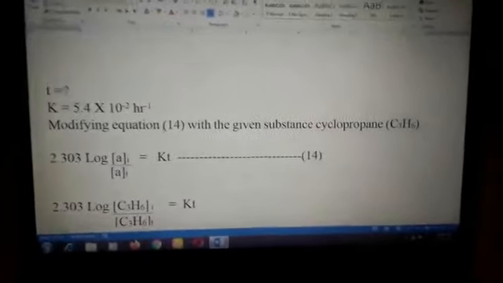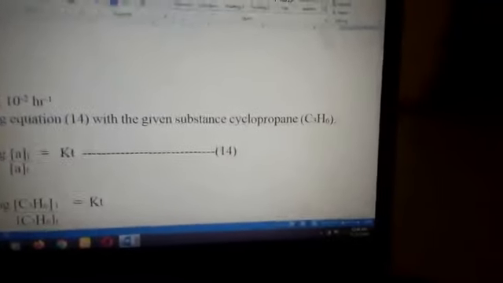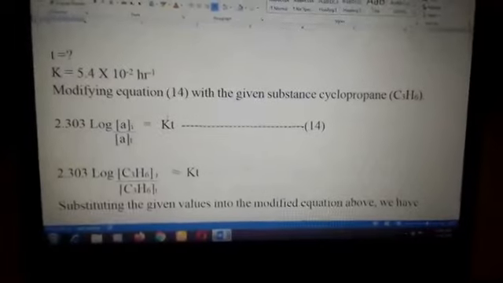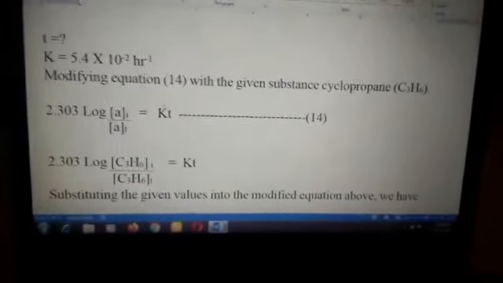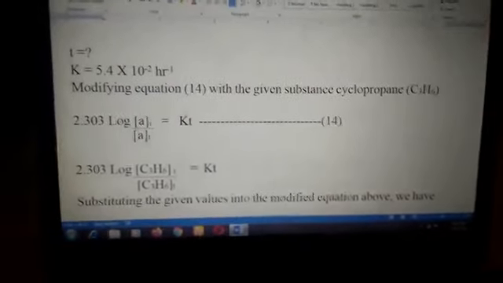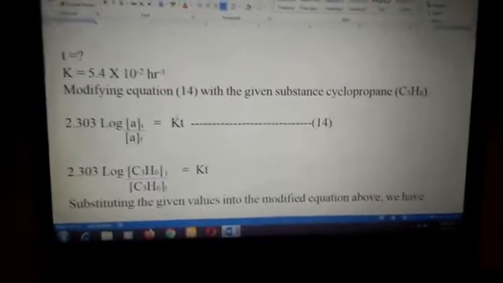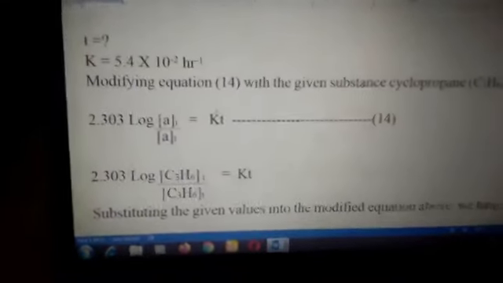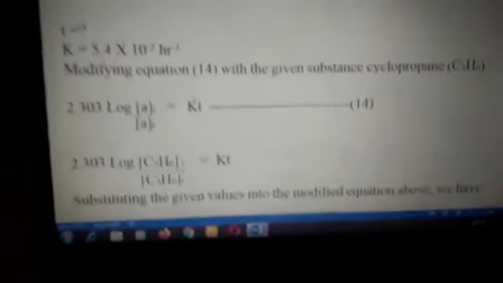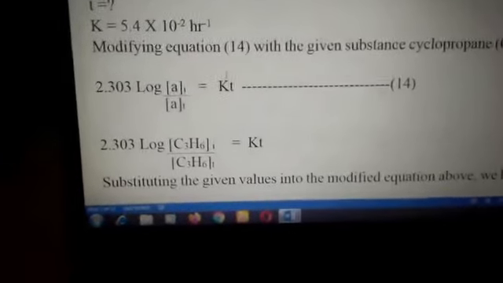So modify equation 14 with the substance cyclopropane. Look at equation 14. It was brought down for you again. Equation 14, which is the derived integrated rate form of a first order reaction, is 2.303 log A_i, that is the initial concentration, all over A_t, equal to kt. We're going to modify it. How? We're going to replace A in it with C3H6.